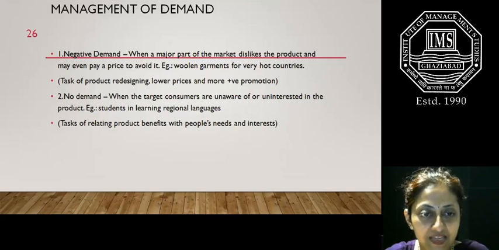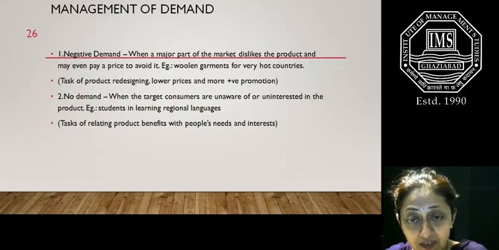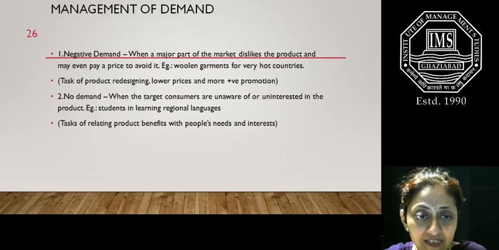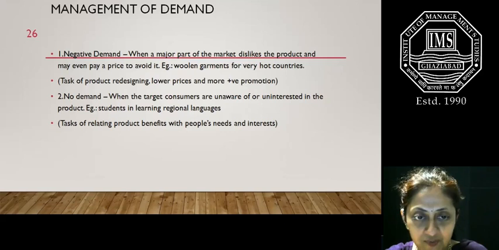His task remains at product redesigning, reevaluating, innovating certain different uses of wool, maybe lowering down the prices, and a more positive promotion for wool, which could be handcrafted, which could be crafted into woolen carpets and wall hangings. Maybe this would be a better way to market a product where it is practically impossible to meet the expectations of the consumers because of environmental conditions.